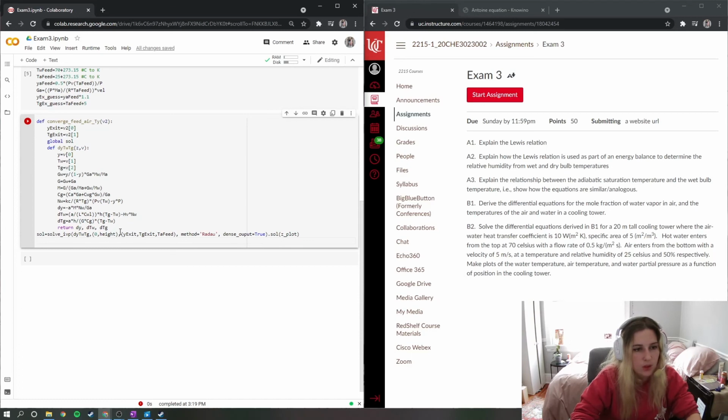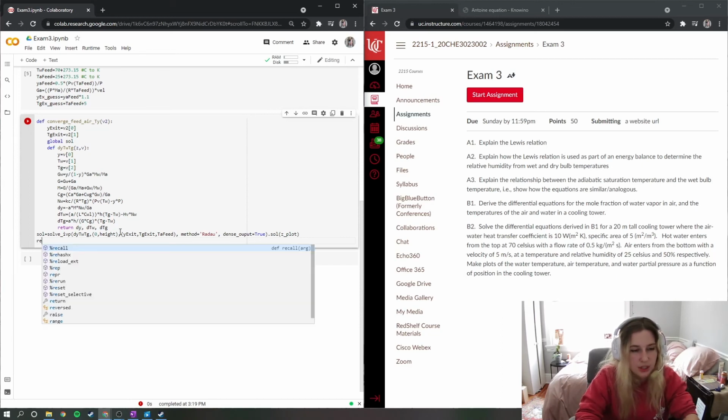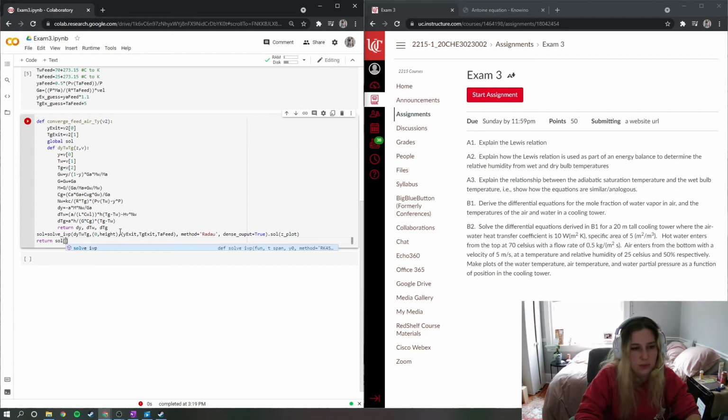Alright, next, what do we need to do next? Next we need to return our values at each of these points. So solve from 0 to the last point. So we're going to solve at all of the points, and instead of knowing how many points there are, we can just do -1.